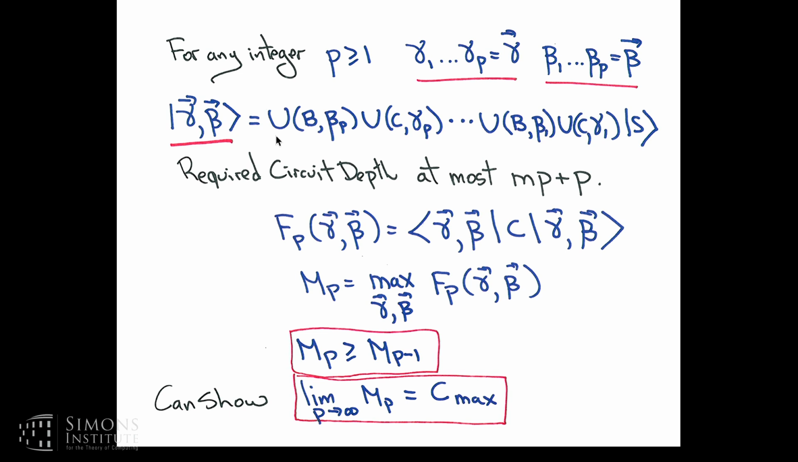We define this F_p, which depends on the depth, gamma and beta, as this function, and M_p is the maximum over it. It's easy to see that the maximum can only increase as you increase the depth, because if you go up in p, you're doing a relaxed optimization relative to the previous level. So this can only increase, and actually one can show that as p goes to infinity, the limit of M_p is C max.